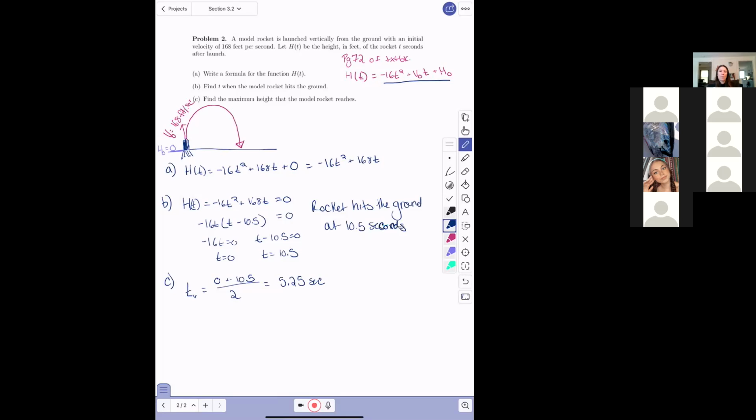But we're looking for the maximum height. So now we have to plug this 5.25 into the equation of h. So negative 16 times 5.25 squared plus 168t. And I'll let you guys go ahead and solve that out, but you should end up getting 441 feet. So the max height is 441 feet.